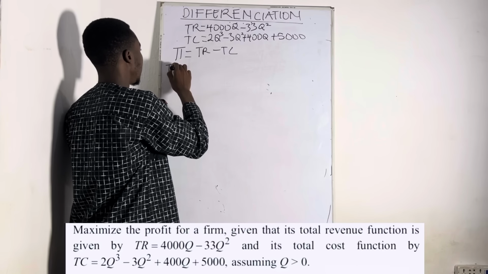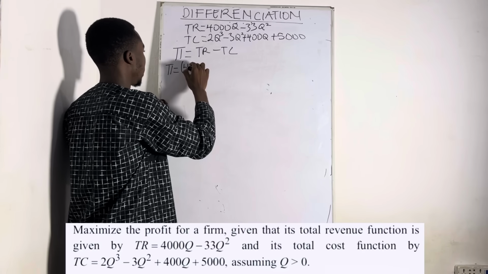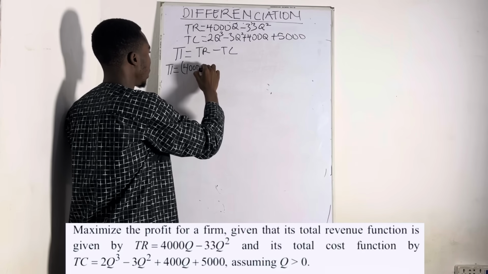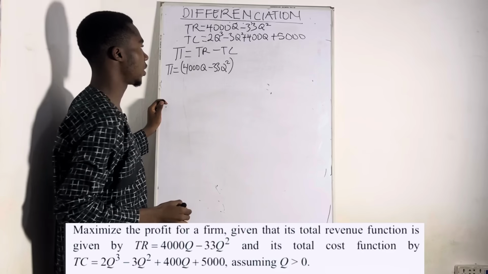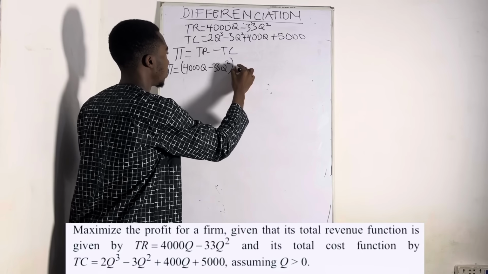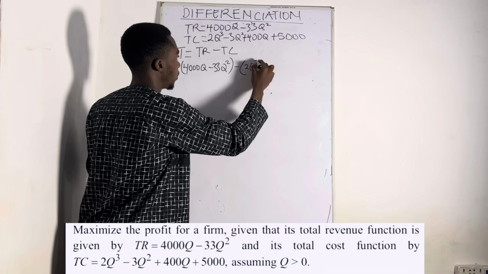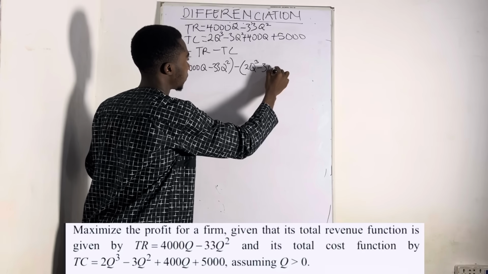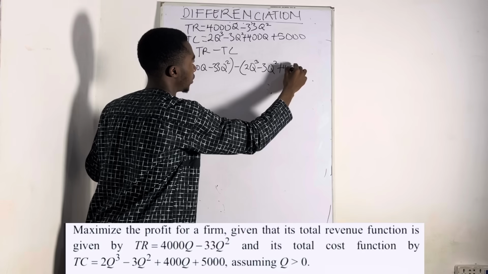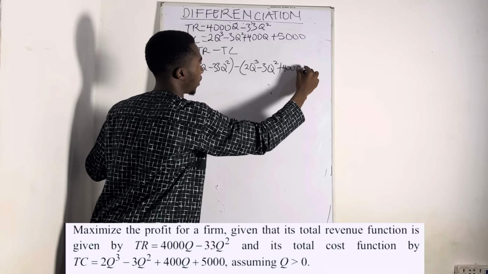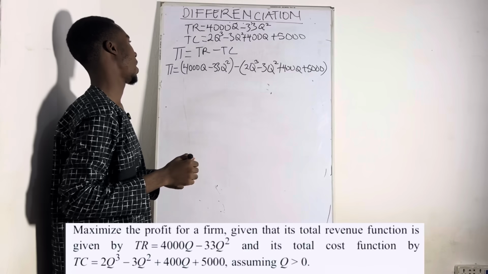So our profit is equal to our total revenue, which is 4,000k minus 33k squared, in brackets. This is our total revenue minus our total cost. So minus, in brackets, 2k cubed minus 3k squared plus 400k plus 5,000. So this is our profit function now.